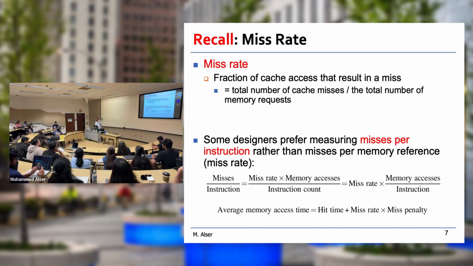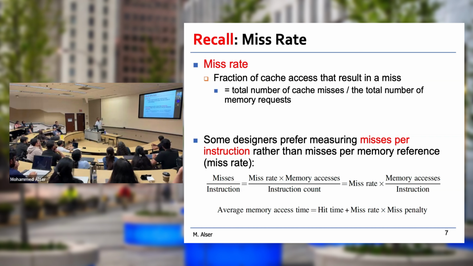What do we send from the memory controller to the DRAM? Memory accesses, memory requests. How many times do we request blocks, and how many of them don't exist in the caches? That is the miss rate: the number of misses over the total number of requests. It makes sense as a definition.